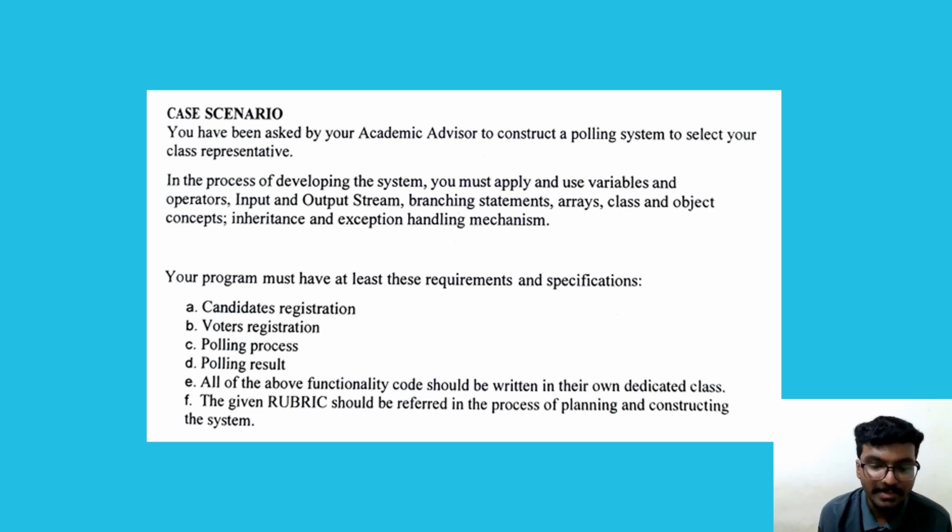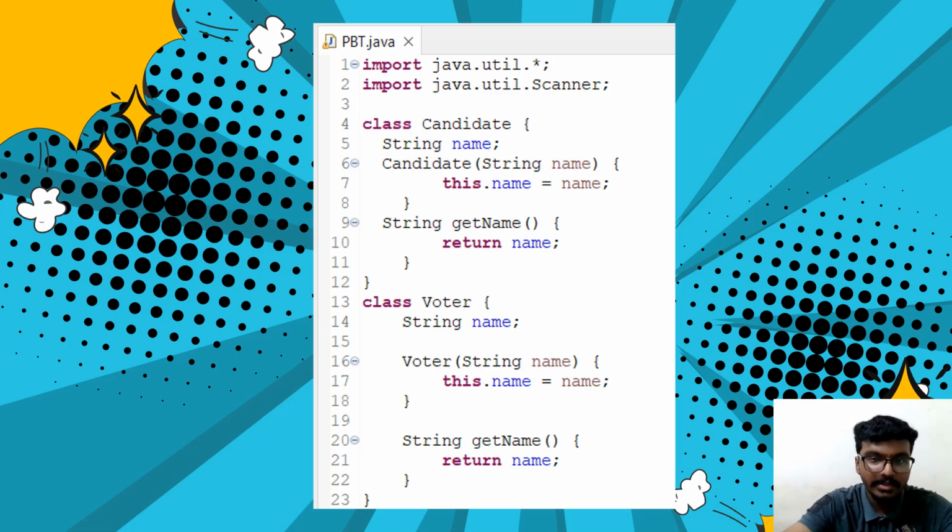Today I'd like to present on the case study. The case study scenario is you have been asked by your academic advisor to consult a polling system to select your class representative. The program must have at least these requirements and specifications: candidates registration, voters registration, polling process, and polling results. This is the case study scenario, and this is the beginning of the coding.